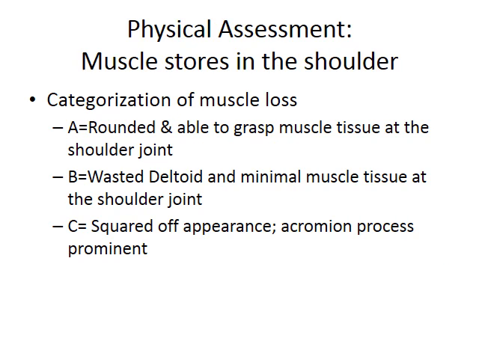Now that you've evaluated the stores of the shoulder area, it's time to categorize your findings. A equals no change in muscle status. B, the deltoid is wasted and there's minimal tissue at the shoulder joint. Or C, the shoulders have a squared off appearance with the bones prominent.